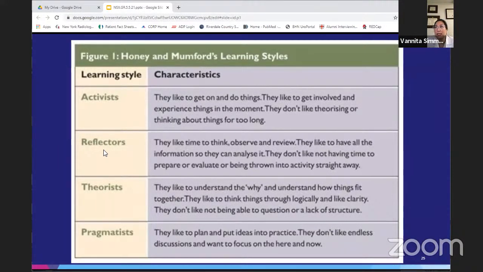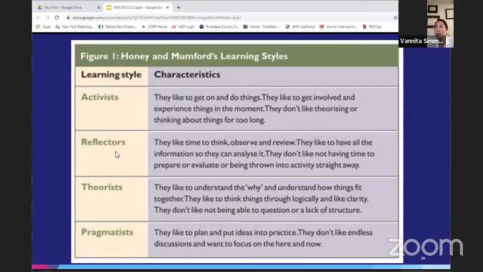Theorists, these types of learning styles are always asking why. They like clarity, they like logic, they just want to understand everything. Pragmatists want to focus on the here and now, and they don't like endless discussion. They like planning and putting things in place, and putting things into practice.